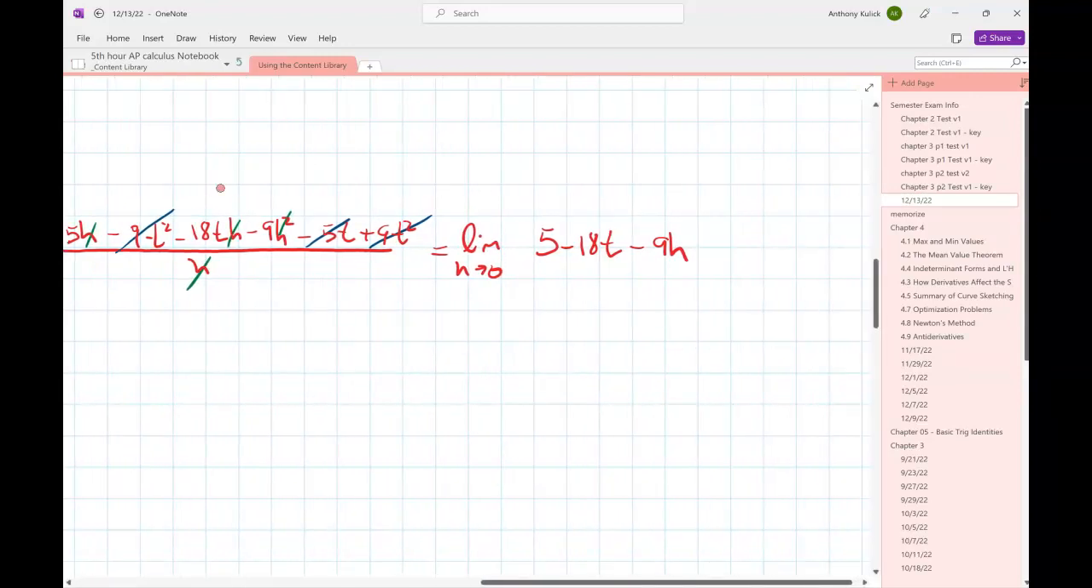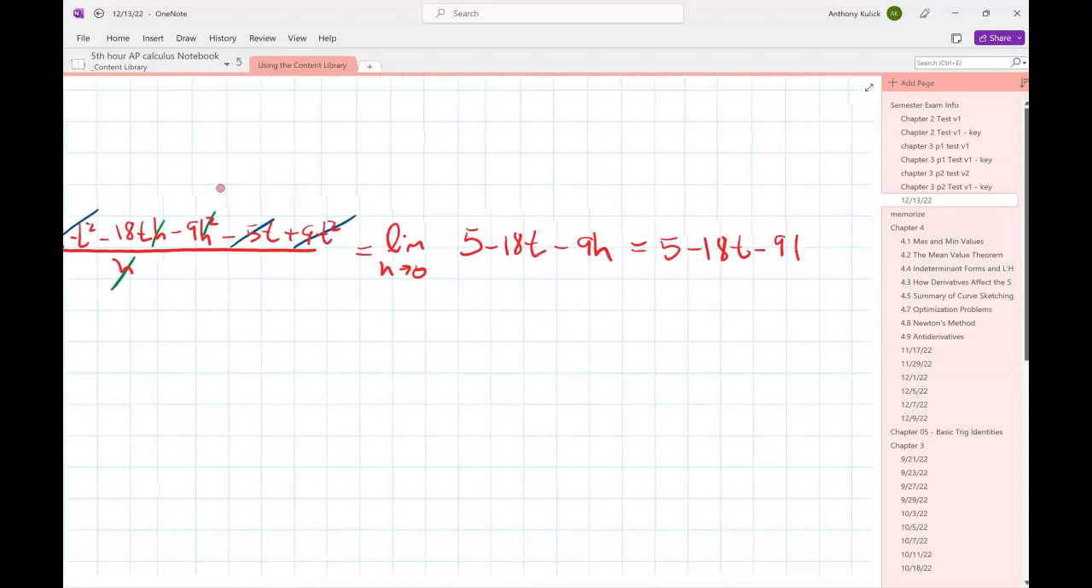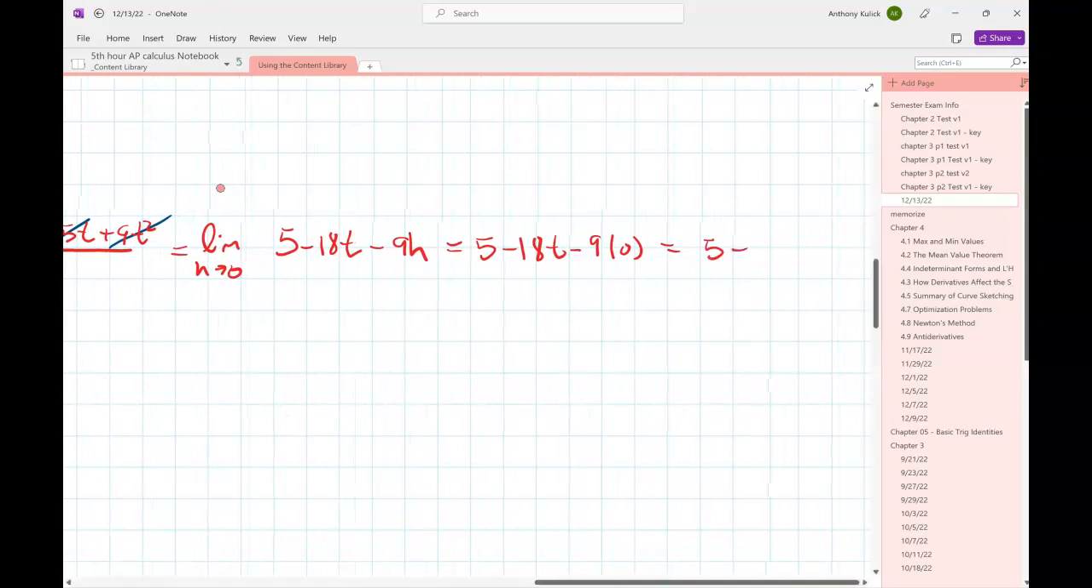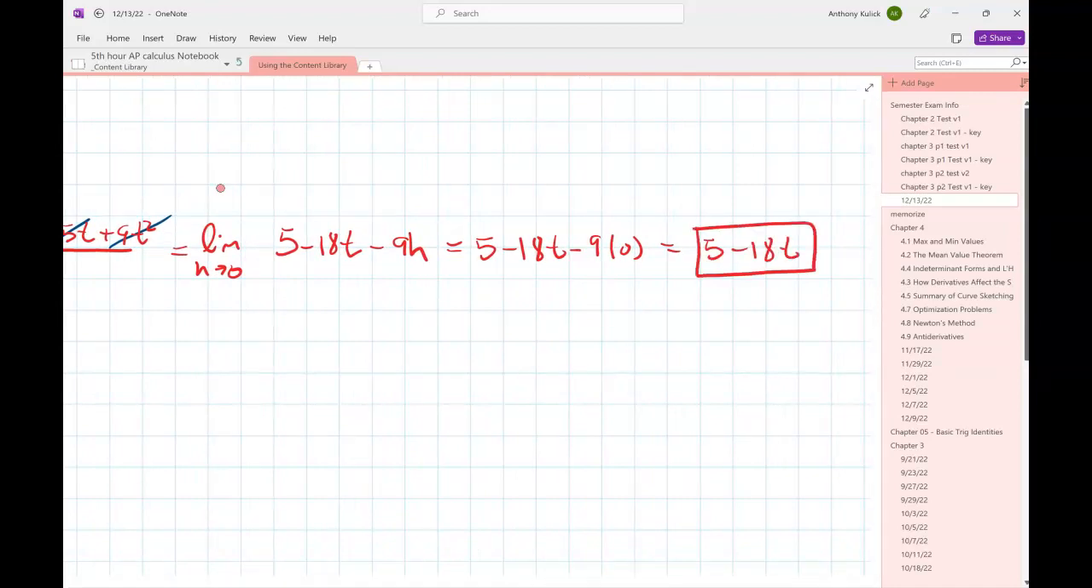And when I do my direct substitution to evaluate this limit, I can just plug in 0 for h. And notice I dropped my limit here because I evaluated it. I did my direct substitution. So there's my derivative. Notice that that's a linear function, so its domain should be all real numbers.